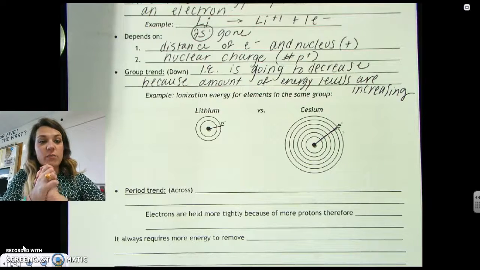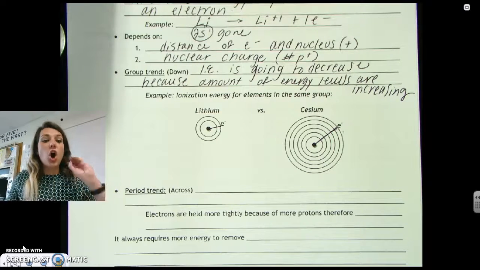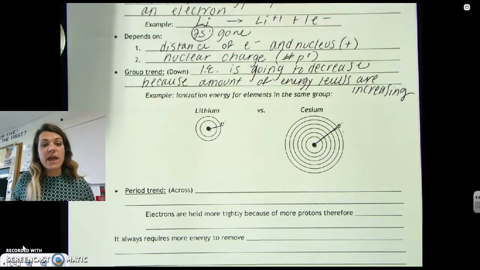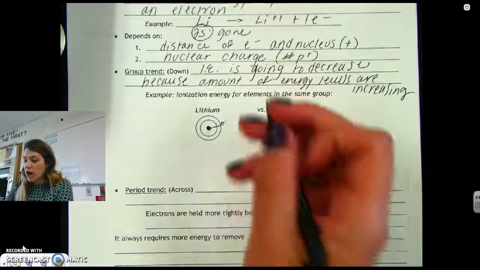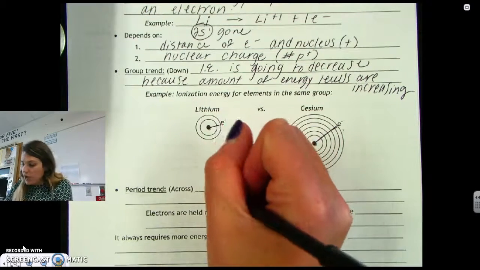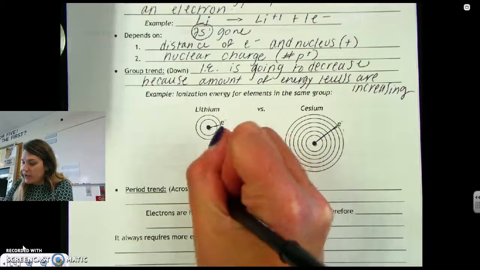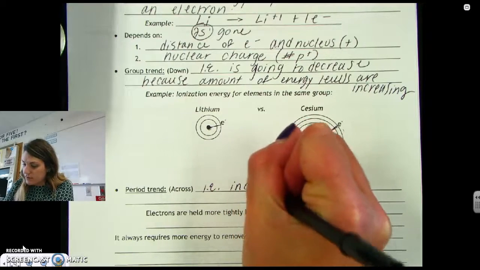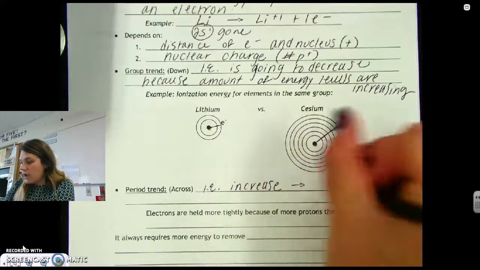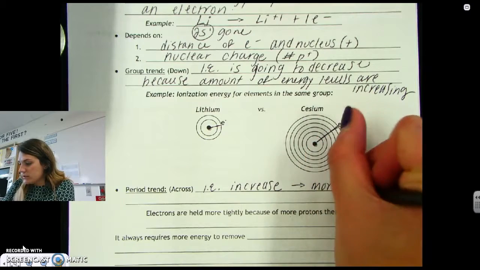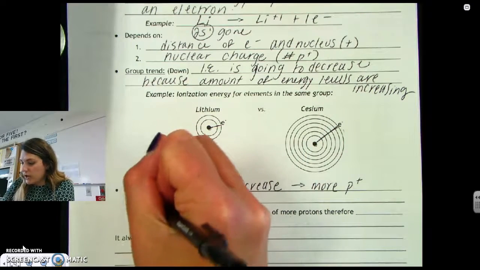The electrons are more attracted to the protons, which means it's going to be harder to remove them, and it's going to require more energy. So going across the period, ionization energy increases. Why? More protons, more attraction.